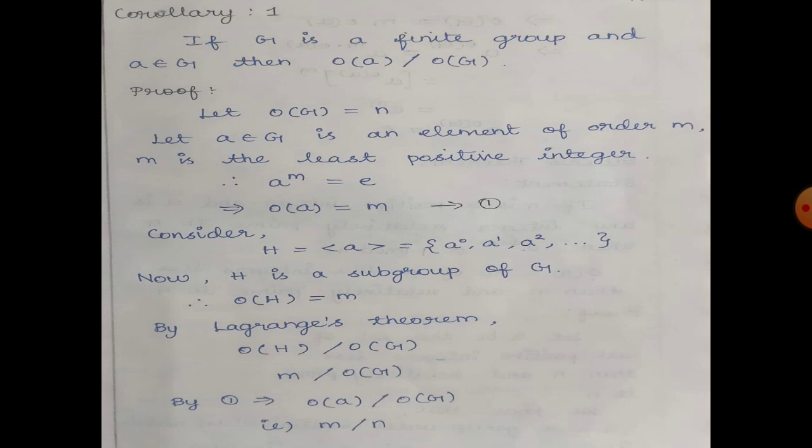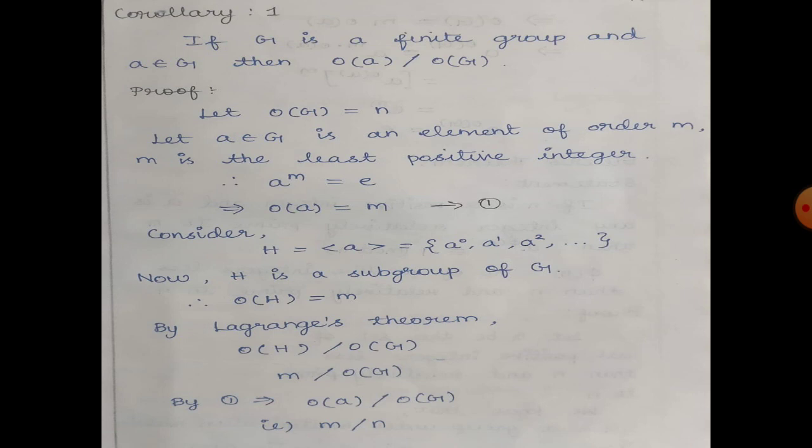Next, we consider H equal to the subgroup generated by a, that is, the cyclic group generated by a. Using that definition, we write a to the power 0, a to the power 1, and so on. Now H is a subgroup of G, so we can say the order of H is equal to m, since we are told the order of G is n and the order of a is m. H is the cyclic group generated by a, so easily we can say the order of H is also m.